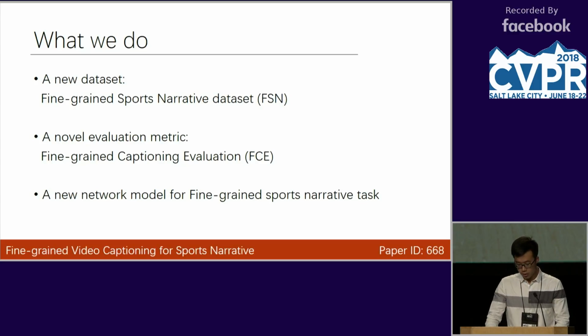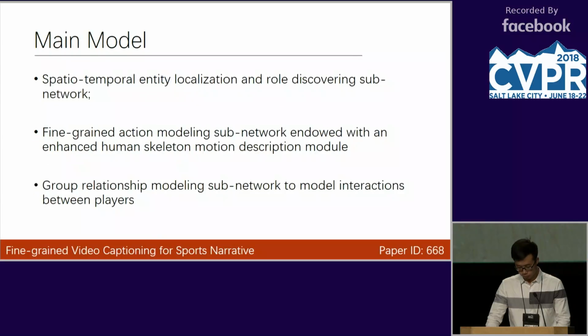Here are the three subnetworks of our main model. In the first part, we localize the spatial events, semantic entities, and discover the roles of the players, namely Team A or Team B. In the second part, we introduce the enhanced human skeleton motion descriptor, since we observe that action details are highly correlated to players' posture, and the movement of the joints can be used to discern different actions. In the third part, we use a group relationship model to discover the interactions between players.